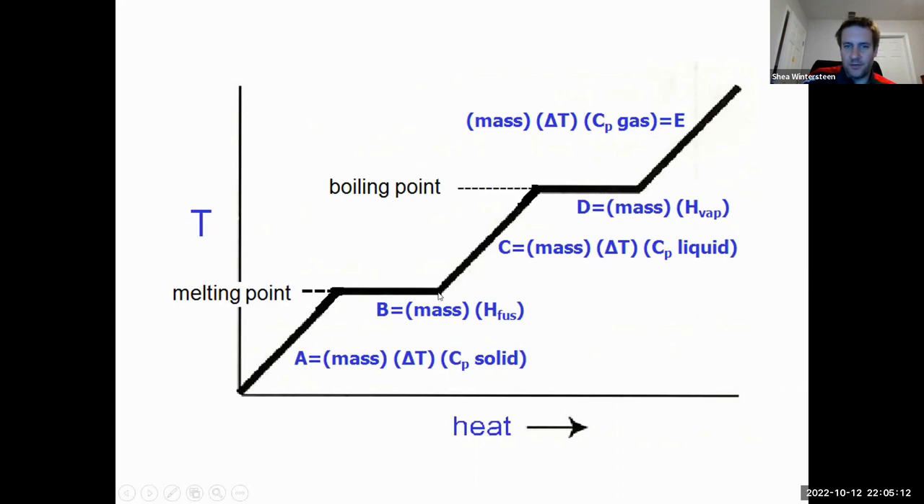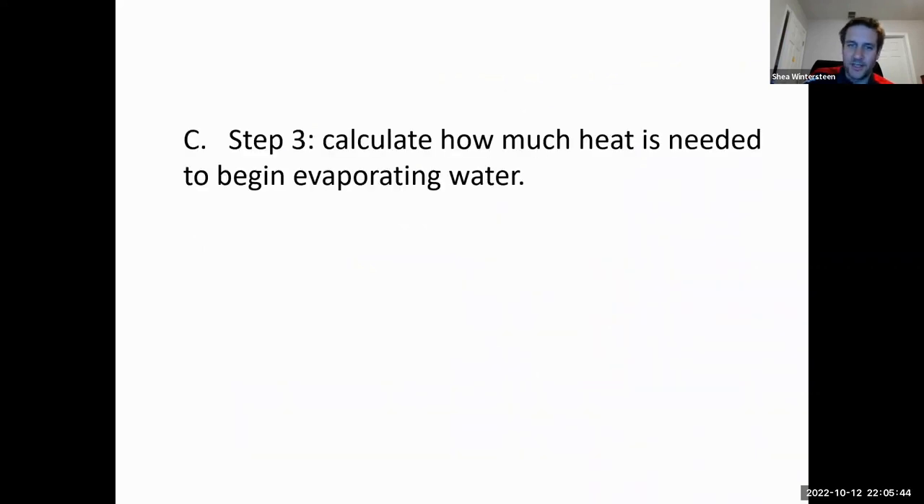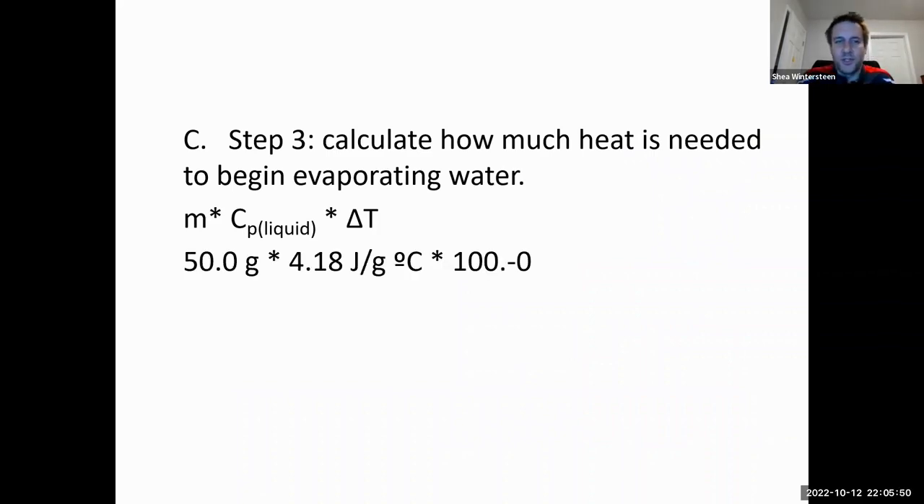Then we're going to go from this point to this point, because remember, we're trying to get to this area up here. We're in this third section where we're heating up the liquid. Everything's melted, so it's all liquid water in this section. We're starting at 0, the melting point, and going to 100, the boiling point, so that's our delta T. The mass is still 50, and the specific heat of water is around 4.18. Sometimes the AP exam uses 4.2. You just use whatever they want you to use.